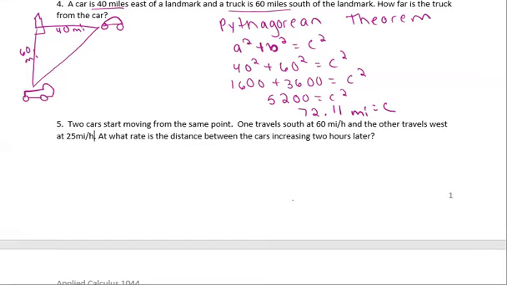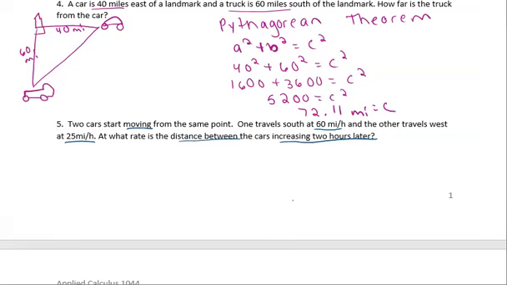Two cars start moving. Now we have a rate of change. Something is moving. One travels south at 60 miles per hour. The other travels west at 25 miles per hour. At what rate is the distance between the cars increasing 2 hours later? So now we have motion. Now we have rates of change. Now we have things that are moving. So this one's a related rates question.